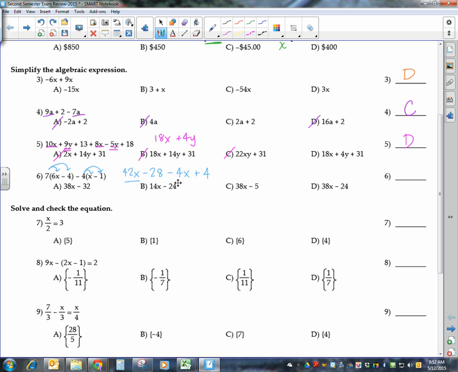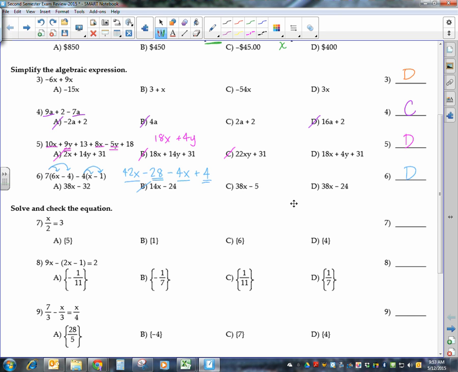So when I combine 42x minus 4x, that's 38x. Knocks that one out. That's the only one it did. And then I have minus 28 plus 4, which is actually minus 24. So I need 38x minus 24, which is D.